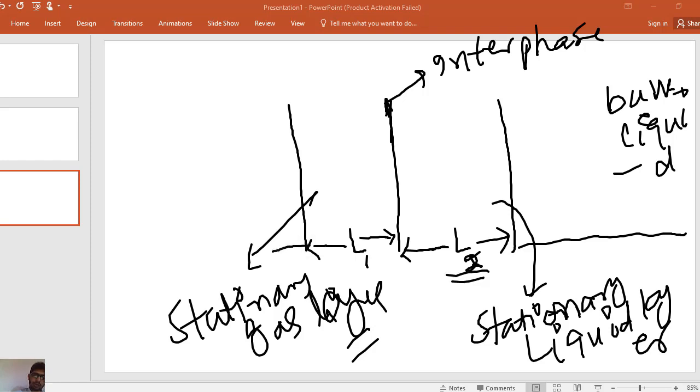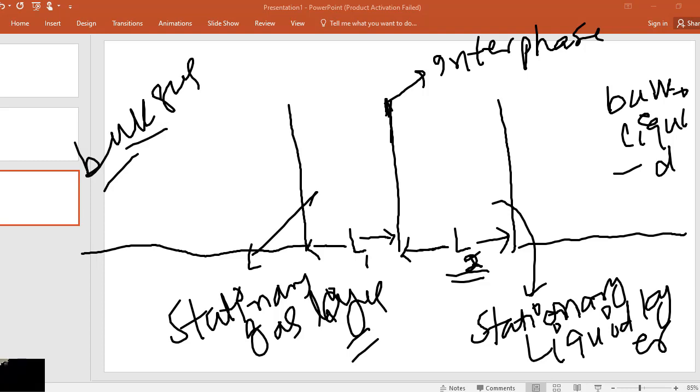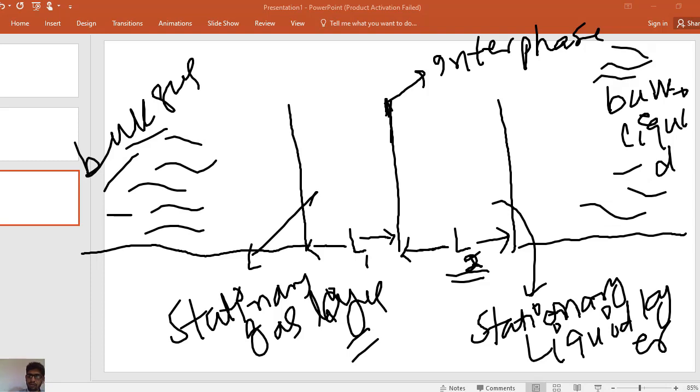On the left side of the stationary gas layer is the bulk gas. The concentration in the bulk gas is constant. The concentration in the bulk liquid region is also constant, because the bulk gas and the bulk liquid are well mixed regions. So the concentration of component A in the bulk gas region and in the bulk liquid region are constant.